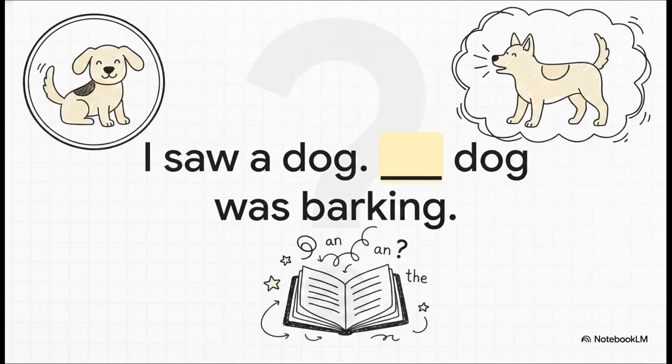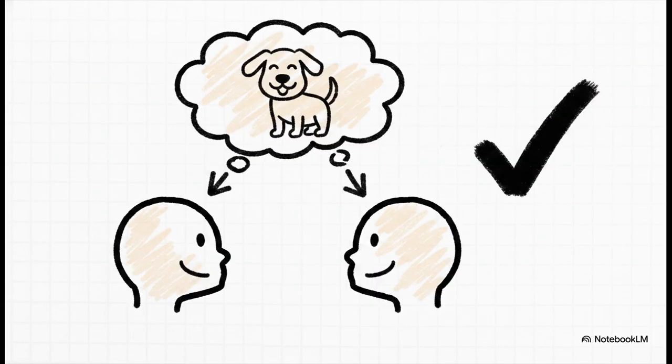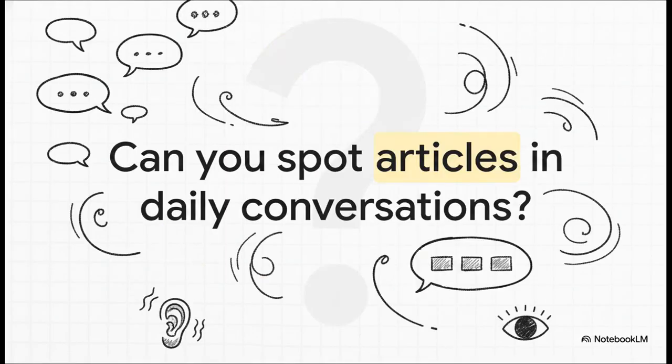I saw a dog, blank dog was barking loudly. Notice how a dog has already been introduced in that very first sentence? Yep, the answer is the dog, because the context shifts after that first sentence. Once we mention a dog, we suddenly both know exactly which animal we're talking about. It transitions from general to specific, so we use the. You did fantastic on those.